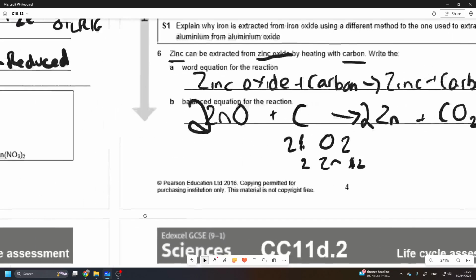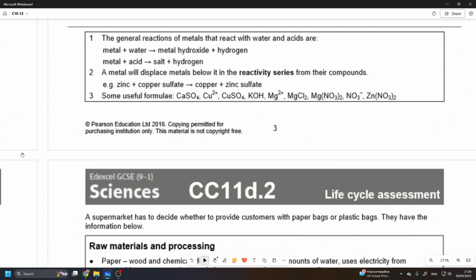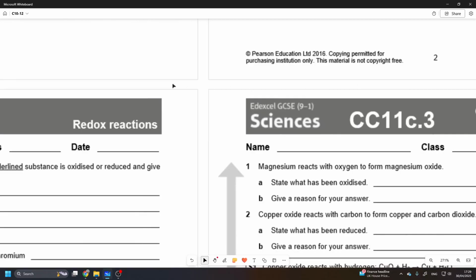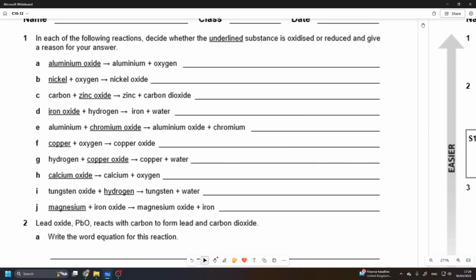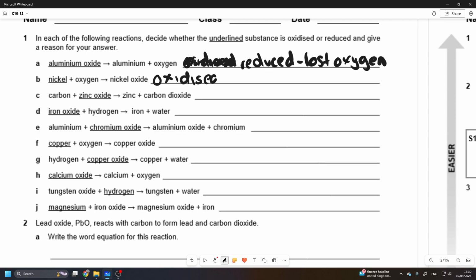Sorted. Right, that's sheet 1 out of the way today. I will scroll past all these lovely other sheets you have that we haven't looked at yet. Okay, and we're going to think about redox reactions. So we're going to think about whether something, first of all, has been oxidized or reduced. Okay, so aluminium oxide has been oxidized. No, hang on. What's he on about? It's been reduced. And that's because it's lost oxygen. Okay, oxidation is where something gains oxygen. This has been oxidized. Why? Because the nickel has gained oxygen.